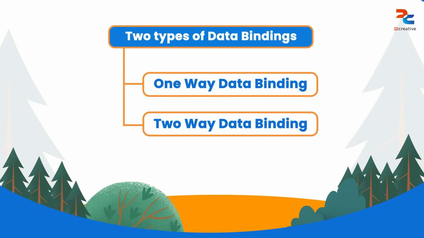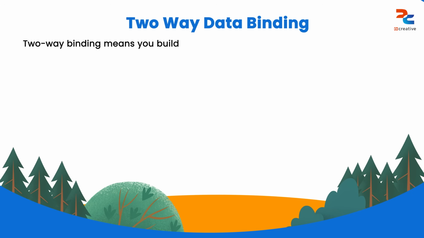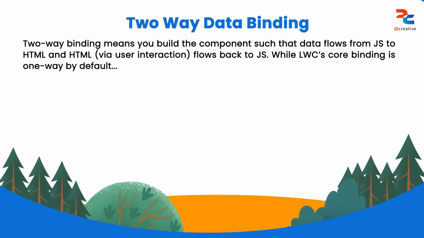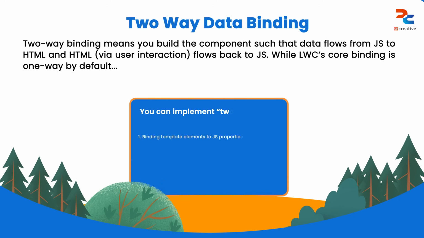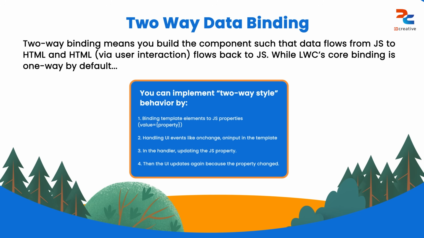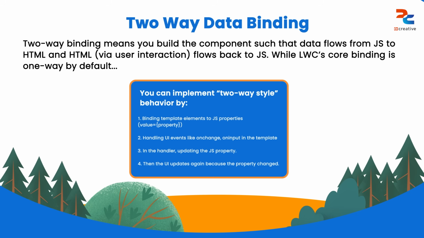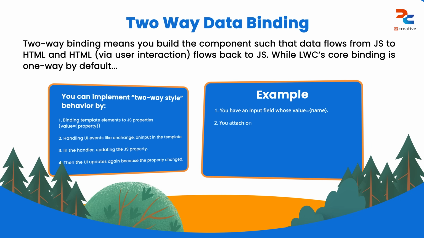Now let's take a look at two-way data binding. Two-way binding means you build the component such that data flows from JavaScript to HTML and HTML flows back to JavaScript, and this will happen via some kind of user interaction. While LWC's core binding is one way by default, you can implement the two-way style behavior by binding the template element to the JavaScript properties and then handling UI events like onChange or onInput in the template, and inside the handler updating the JavaScript property, which will trigger a UI update again because the property has changed.